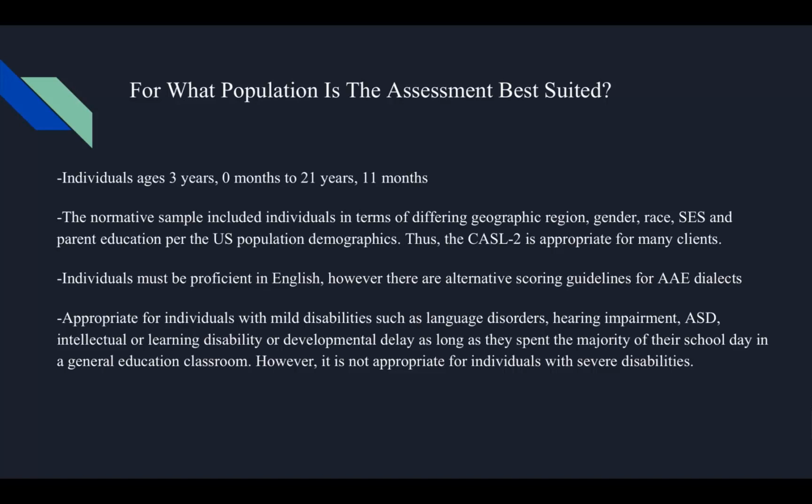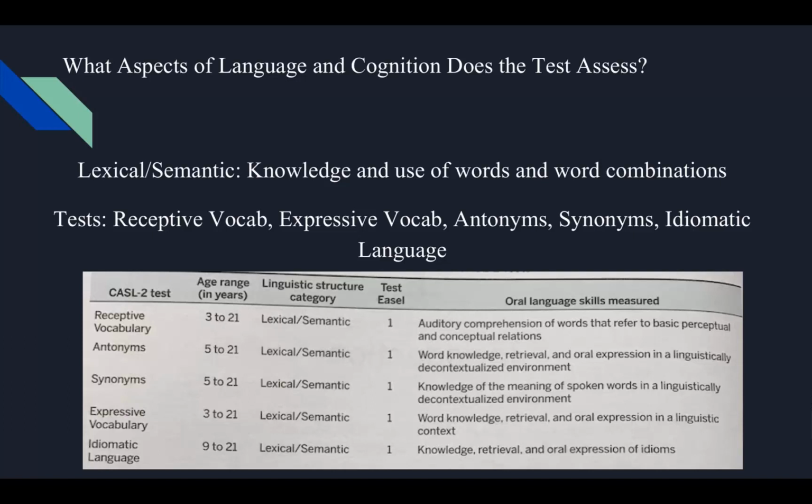The CASL-2 is appropriate for clients ages 3 years 0 months to 21 years 11 months. The normative sample included individuals in differing geographical regions, gender, race, socioeconomic status, and parent education per the U.S. population demographics, so the CASL-2 is appropriate for many different individuals. However, individuals must be proficient in English, although there are guidelines for alternate scoring for AAE. It is appropriate for individuals with mild disabilities when the client spends the majority of their day in the general education classroom.